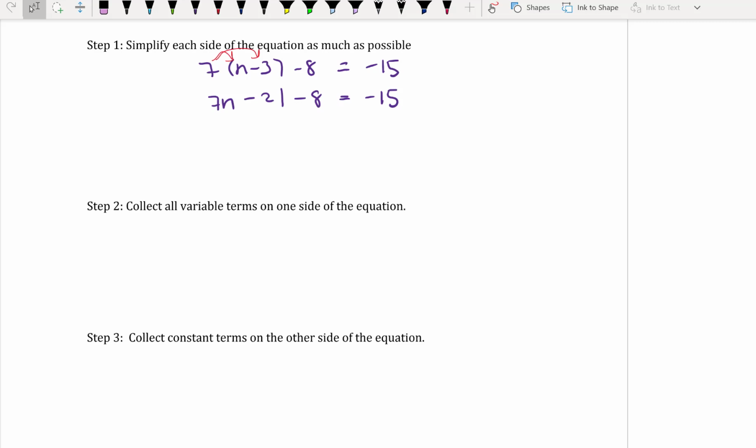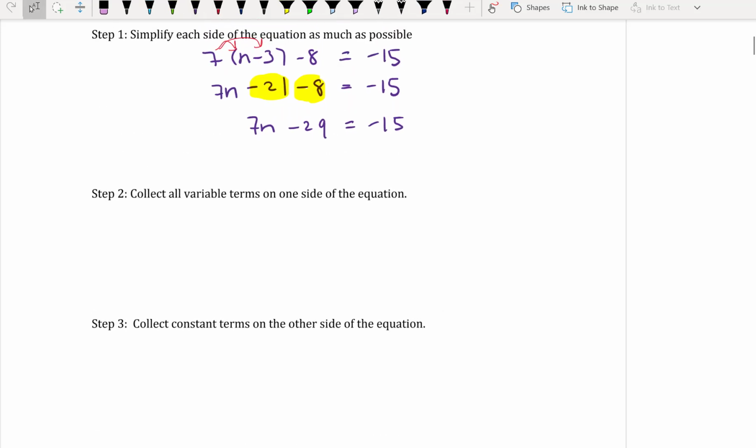So it's still not simplified on each side. I can still combine that negative 21 and that negative 8. So now I have 7n, and you have negative 21 minus 8, and you can use your calculator if you need to, and you have a negative 29, and you have a negative 15. So now each side of the equation is simplified.